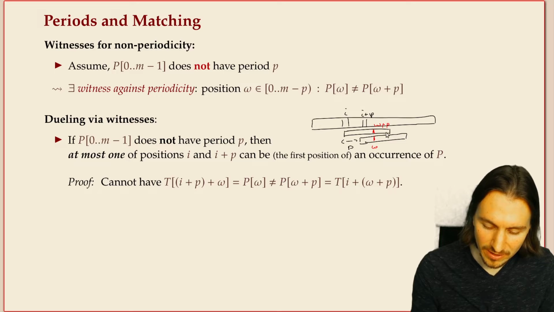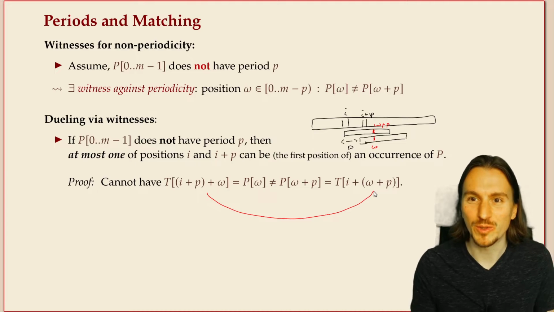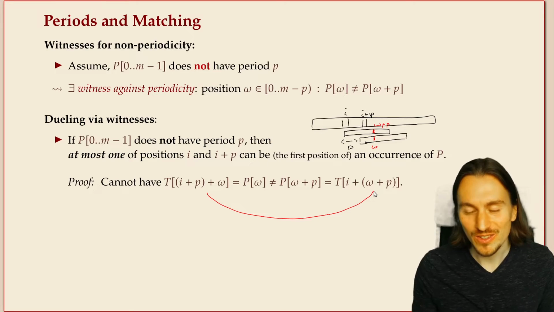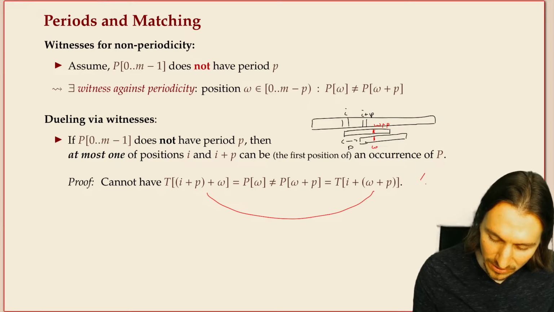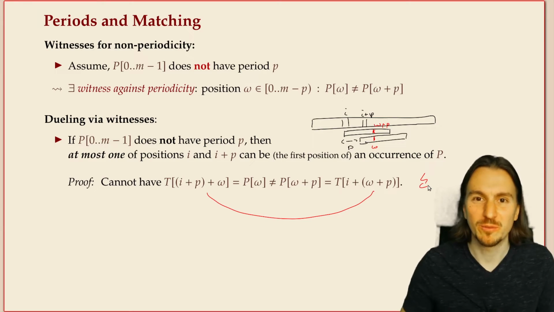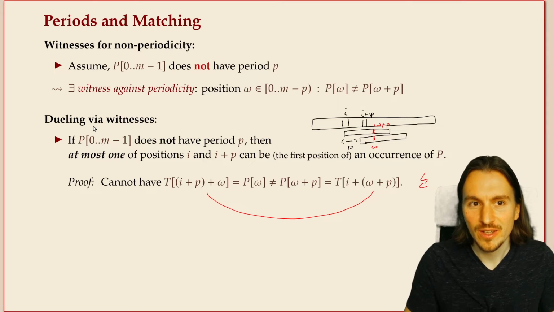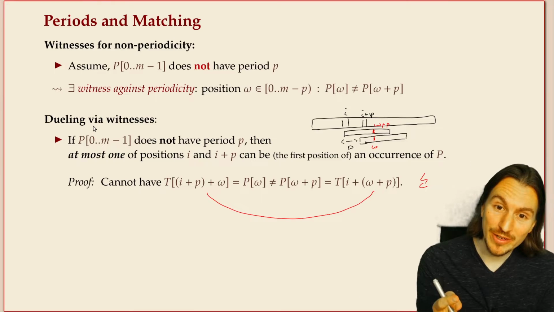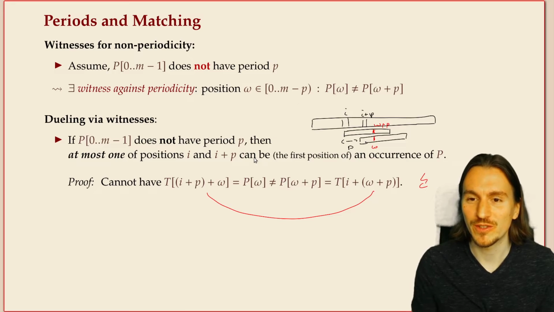And that, again, would be this one, which is aligned with the position in the text at i plus omega plus p. But of course, these two things are the same position, just written in different ways. So these are equal, but here's an unequal sign. That would be a contradiction. So a formal proof by contradiction shows that if the pattern does not have a period p, then at most one of those two positions can be an occurrence.